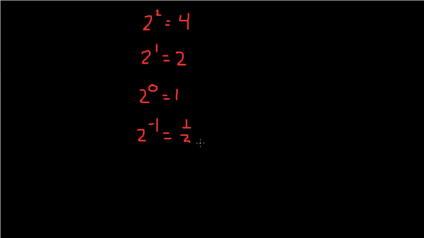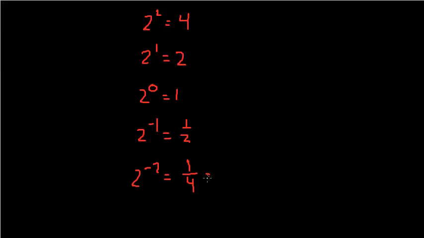Next, we'll take a look at some power rules. Let's start with 2 squared. This gives us 4. 2 to the first is 2. 2 to the 0 power is 1, again following that pattern there. 2 to the negative first then is 1 over 2, again each time dividing by 2 to get our next term. So 2 to the negative second should be 1 over 4.